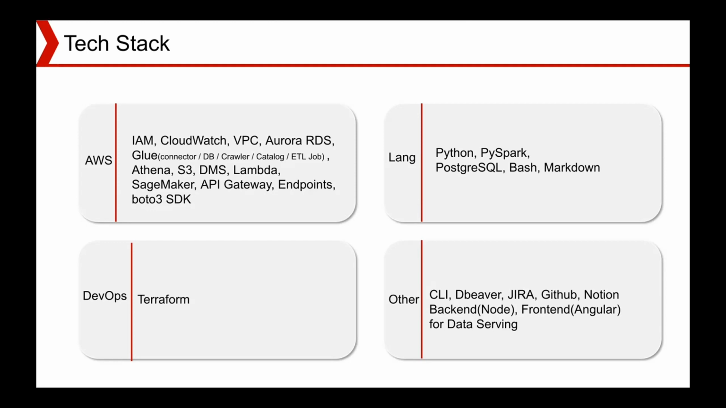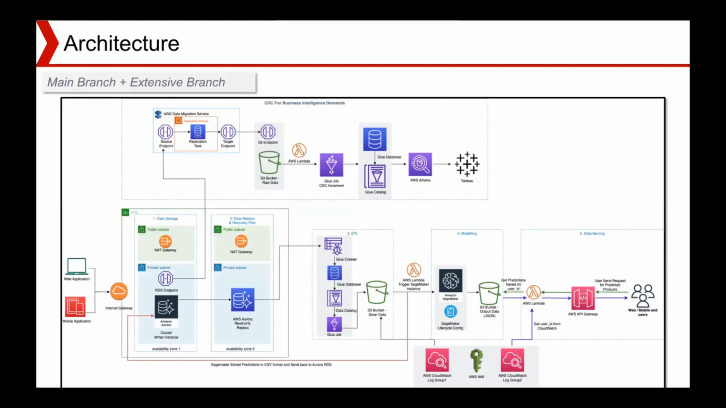And then let's go into our architecture. We have broken down our whole project architecture into 2 parts. The first one is today's main branch. The aim is to get the raw data from our customer, the Imba supermarket, and then transform them into useful recommendations for our customers. This is the main branch.